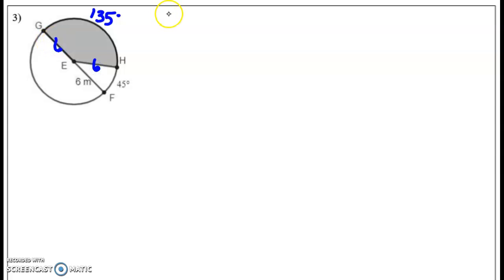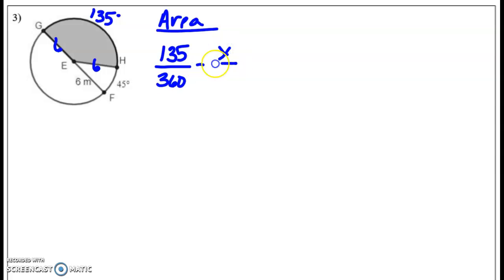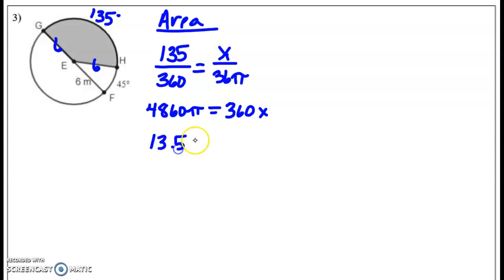So we're going to start by finding the area, and same plan as always. It's going to be the arc measure over the whole circle of 360 equals the area over the whole area of, this would be 36 pi. When we multiply diagonally, I get 4,860 pi equals 360x. If I divide by 360, I get 13.5 pi.